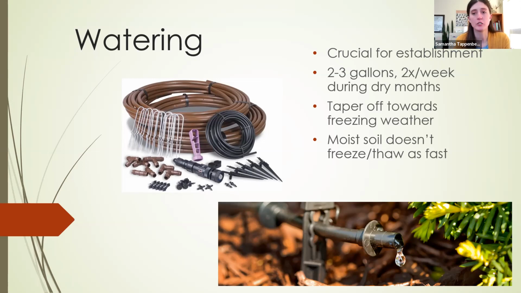Again, once it's established, you won't need to water native vegetation as often, but it's very important to water while they're young and becoming established. If you can give them 2 to 3 gallons twice a week in July and August, that would be great. That can be very difficult to do for a large scale planting.